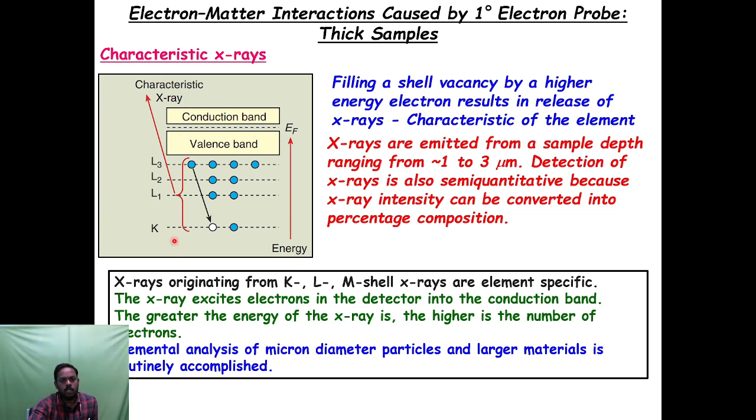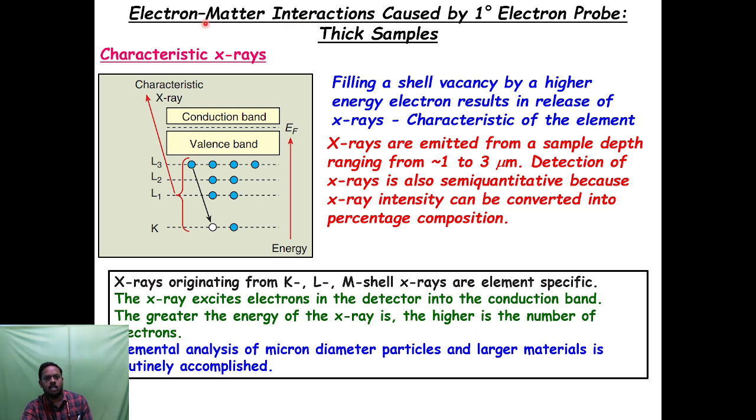The properties of this X-ray depend on the material which we are interested to study. These X-rays are emitted from a sample depth of 1 to 3 micrometer. This is semi-quantitative detection. The X-ray intensity can be converted into percentage composition. The X-rays may be emitted from the K, L or M shell. These X-rays excite electrons in the detector into the conduction band. The greater the energy of the X-ray, the higher the number of electrons ejected in the detector system. That will be converted into the percentage composition. That's why elemental analysis of micron diameter particles and large particles is routinely accomplished using these characteristic X-rays.